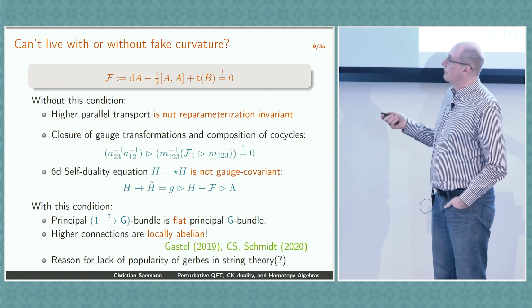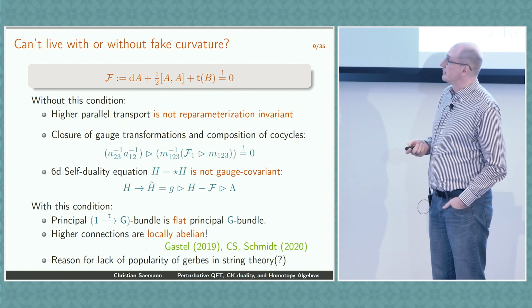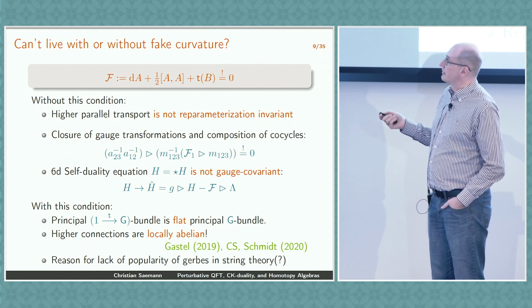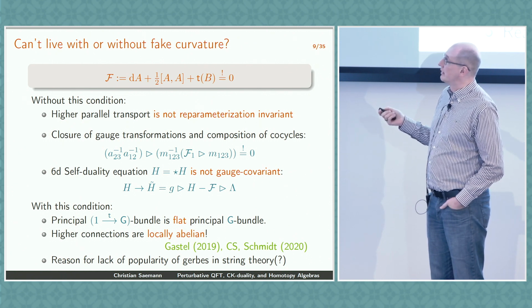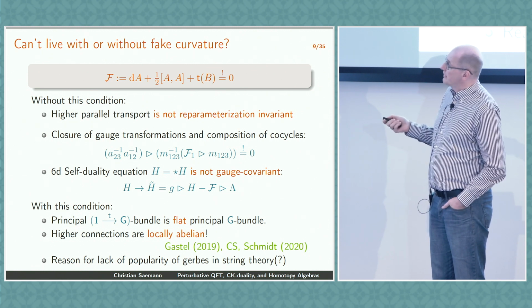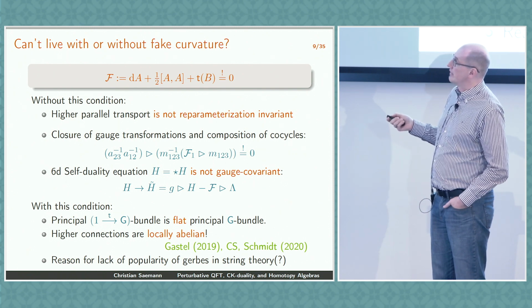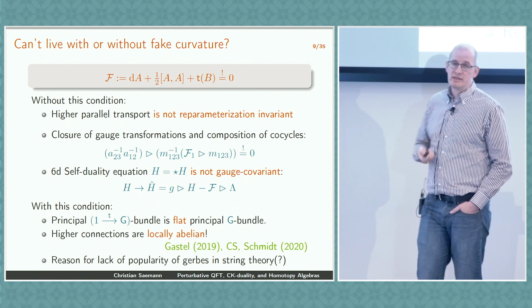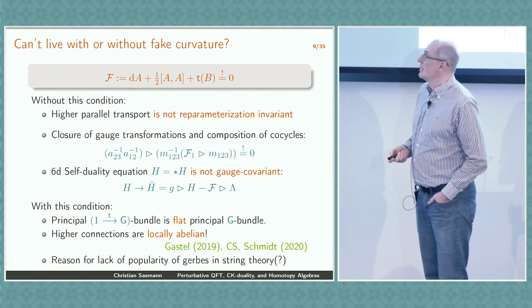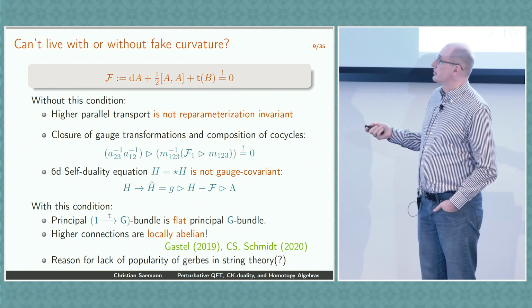And furthermore, if you're like me interested in M5-branes and self-duality in 6 dimensions, then the self-duality condition is not gauge covariant in this framework, right? If you don't impose F equals 0, because the gauge transformation is here a nice covariant one, and then you have this fake curvature with a lambda, but this will break self-duality generically, right? So you need to impose this, otherwise there's a problem. But if you do impose this condition, you run into other problems.